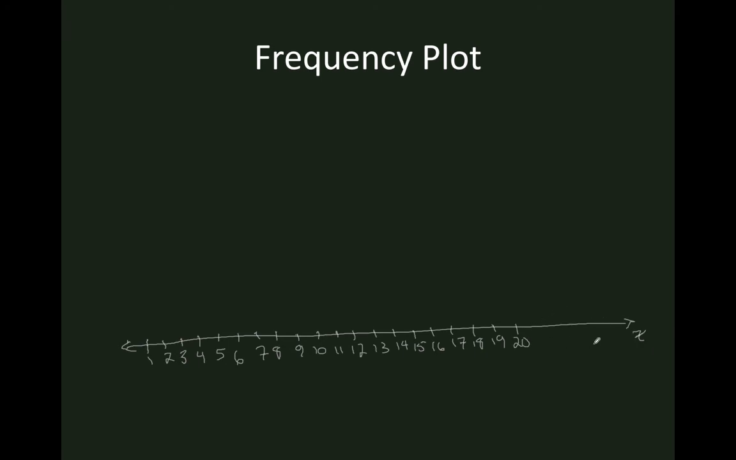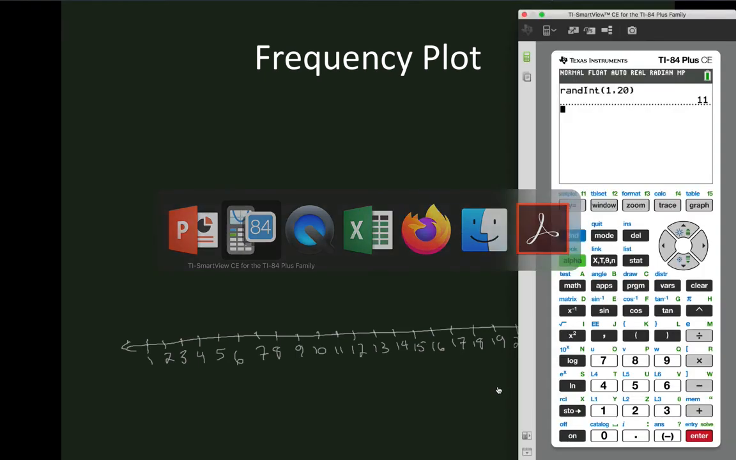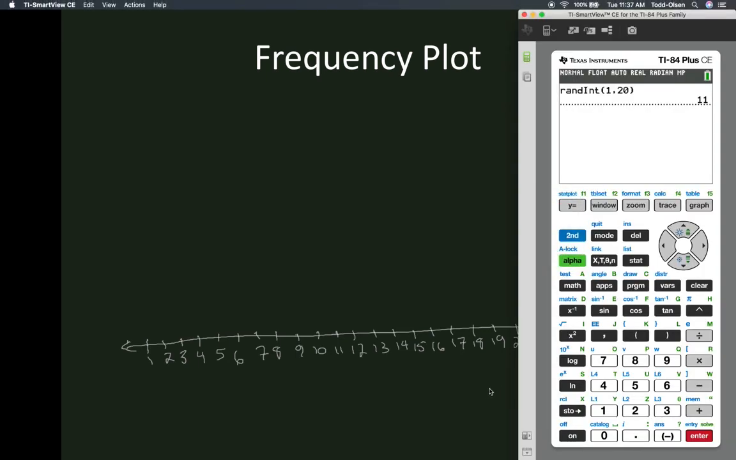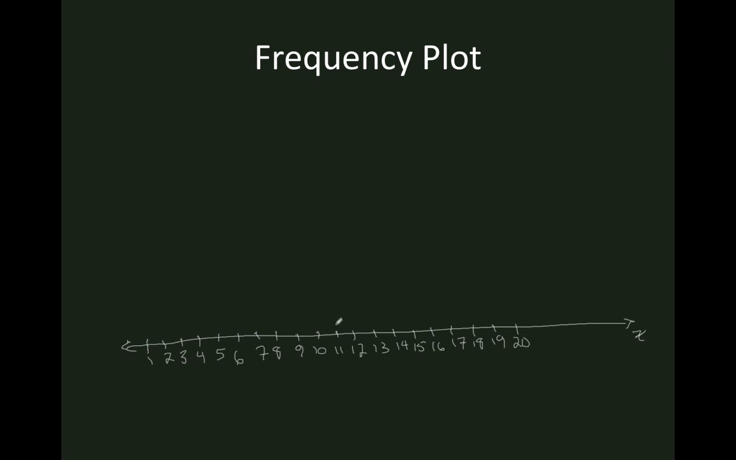And I left a little space. Poor planning. If I had an eraser, I would erase this. But now let's go back. I forgot what the result was. I think it was a 13, but what was it? Go back to the TI. No, it was an 11. So I will come and I will put an X on the 11.